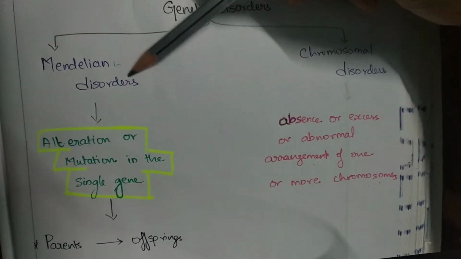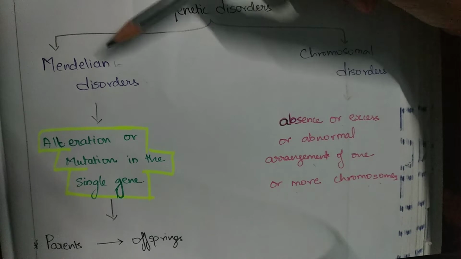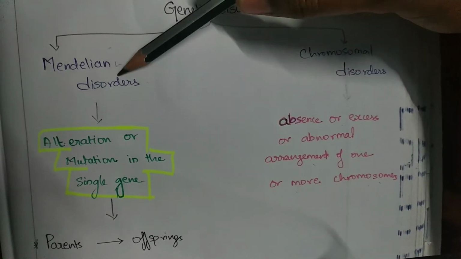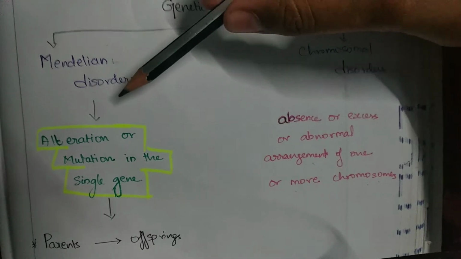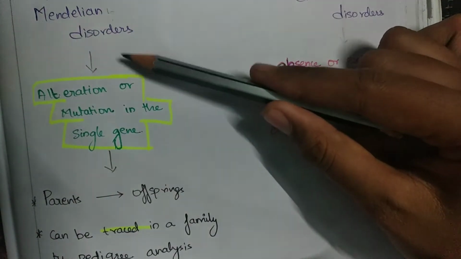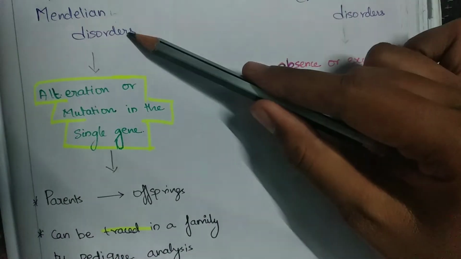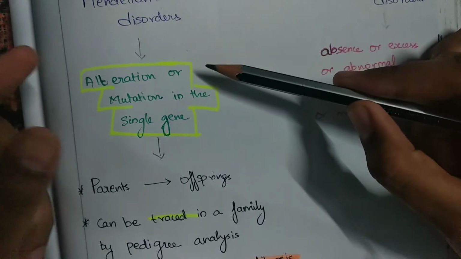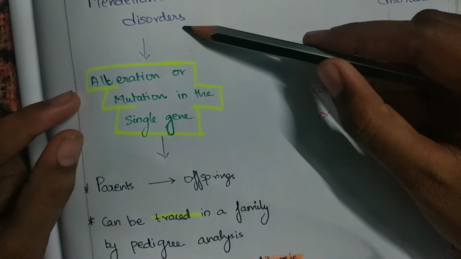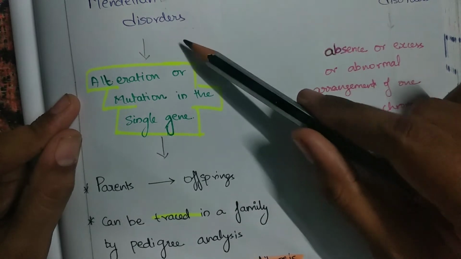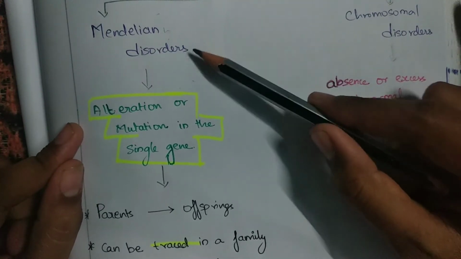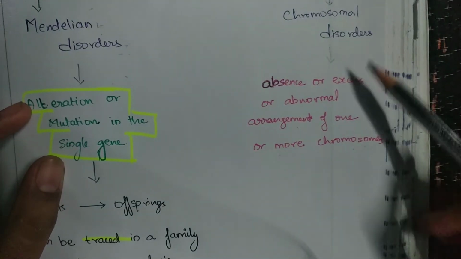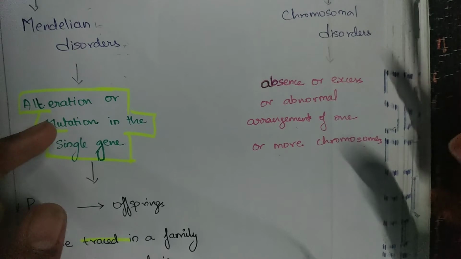Coming to the Mendelian disorders, they are named after a well-known scientist, Gregor Johann Mendel, who did many experiments using pea plants, and that will be studied in the upcoming videos. Mendelian disorders occur in a single gene, and that single gene alteration or mutation will lead to a Mendelian disorder. Here we have to note that a Mendelian disorder is only due to a single gene mutation, whereas a chromosomal disorder is due to chromosomal structural abnormalities.